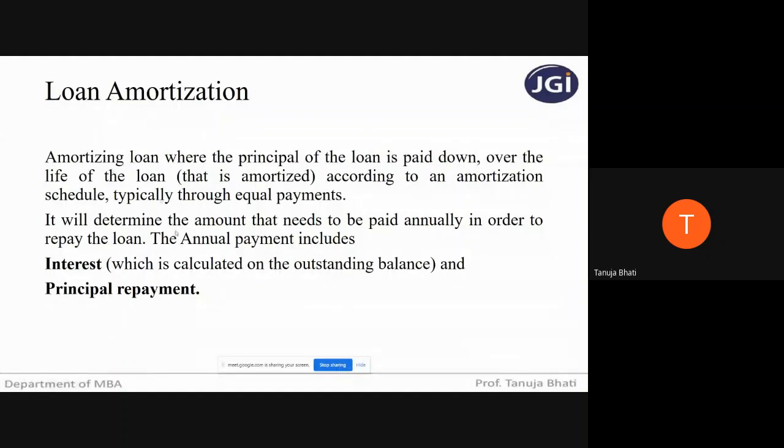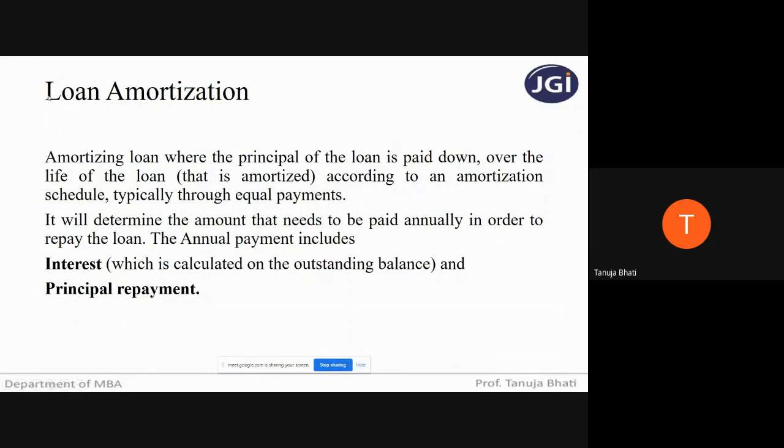Now, suppose the life of the loan is 10 years. So at the 10th year, your loan outstanding balance should be zero. Means from the first year to the 10th year, you have to make the annual installment payment in such a way that in the 10th year, your loan outstanding balance is zero.